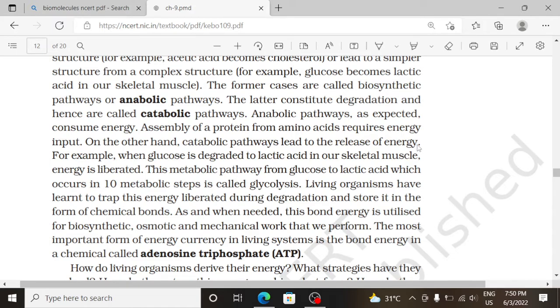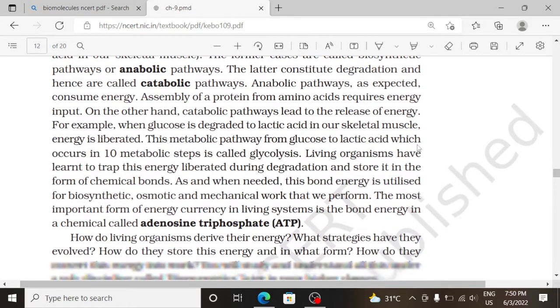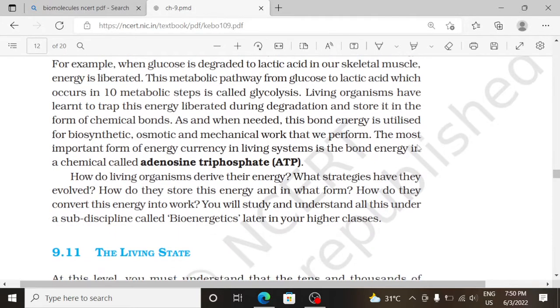Anabolic pathways, as expected, consume energy. Assembly of a protein from amino acids requires energy input. On the other hand, catabolic pathways lead to release of energy. For example, when glucose is degraded into lactic acid in our skeletal muscle, energy is liberated. This metabolic pathway from glucose to lactic acid, which occurs in 10 metabolic steps, is called glycolysis.